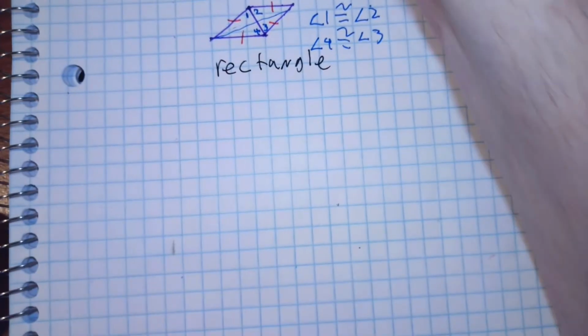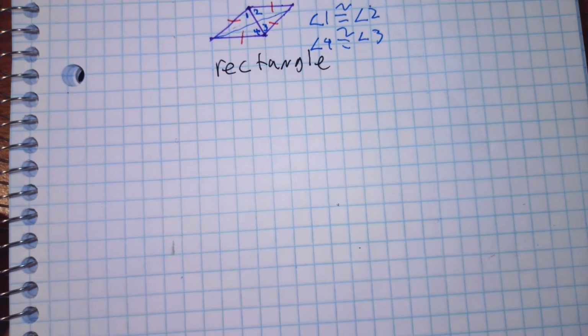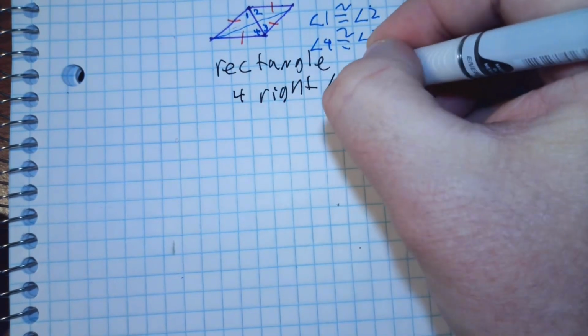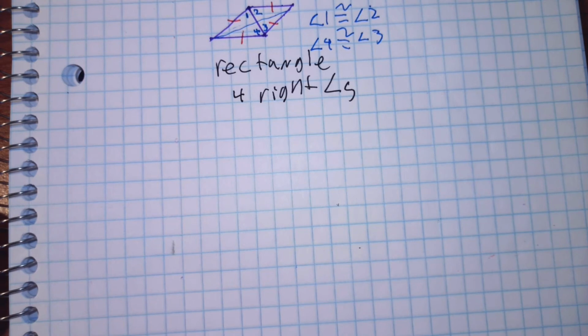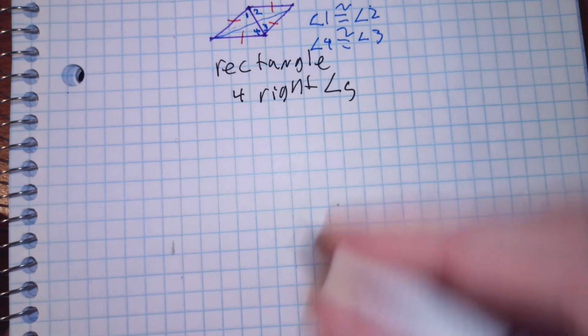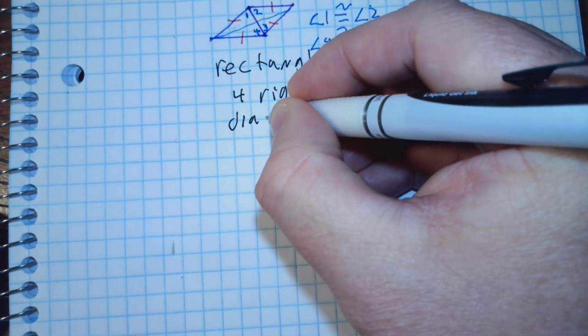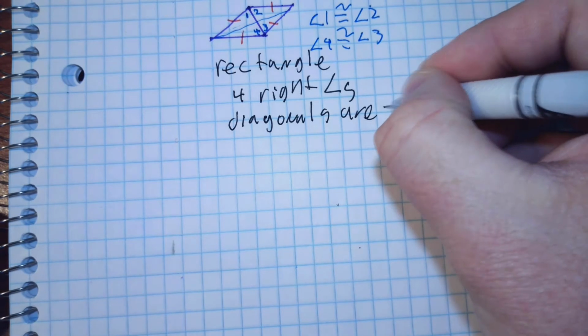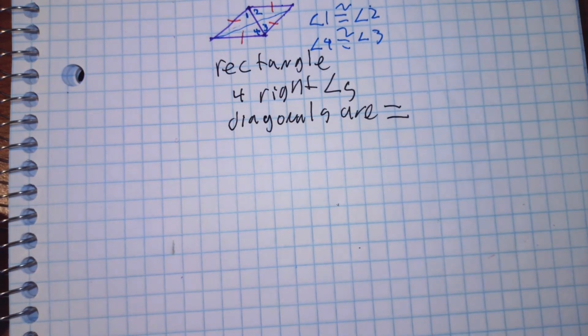All right. So rectangles, well, first of all, a rectangle has 4 right angles. And that's what the definition and what the corollary states. And again, these corollaries are sub-rules of the parallelogram theorems. Also, with the rectangle, diagonals are congruent. So the diagonals are congruent in a rectangle.